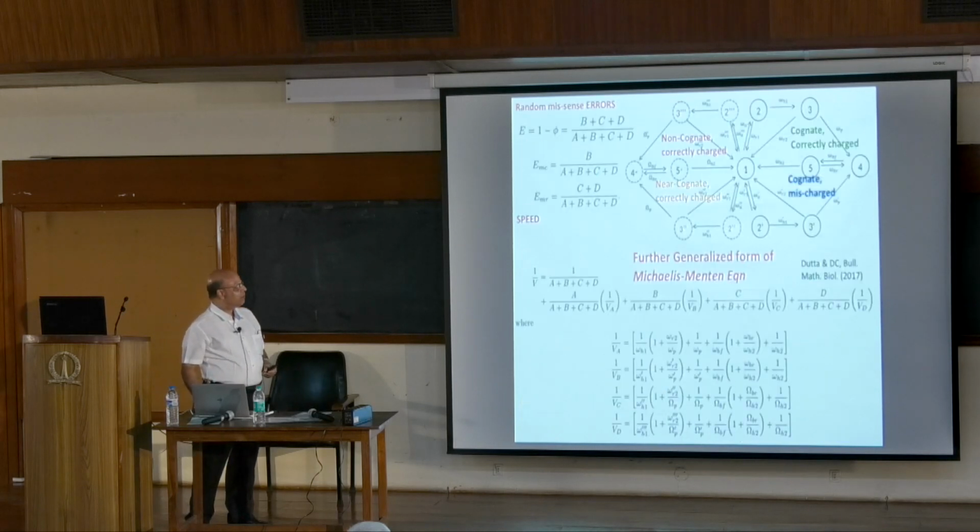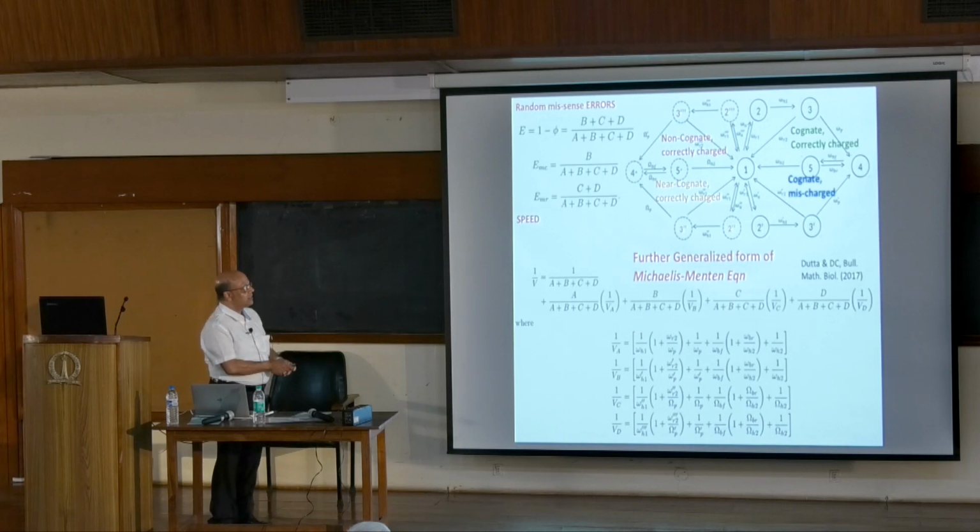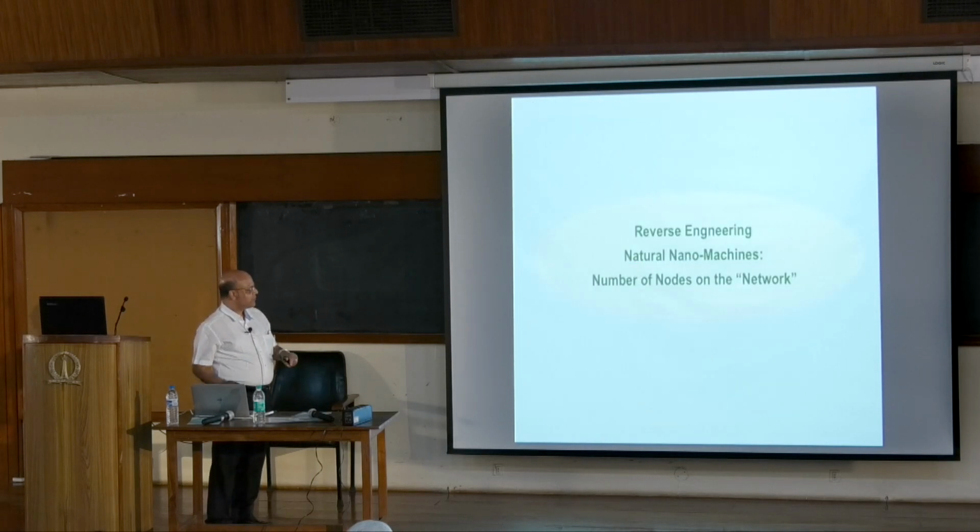Now all this can be combined into one single network like this, and we calculated the average rate exactly. And this is an even further generalized form of the Michaelis-Menten equation. So the question that remains is, when can we say that it will be Michaelis-Menten or a generalized form of Michaelis-Menten? This is exactly something that we are now calculating using graph theory, but I will not get into that in this talk.